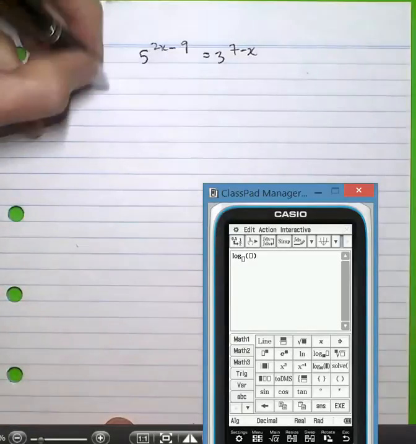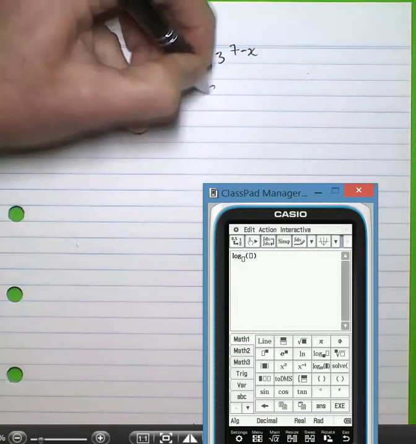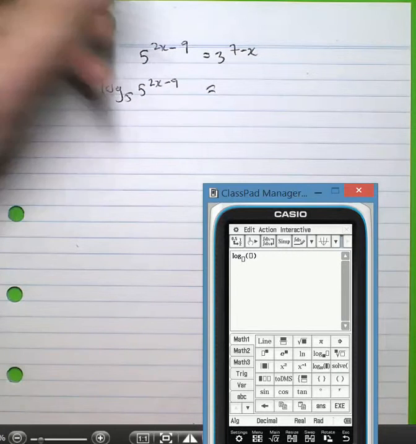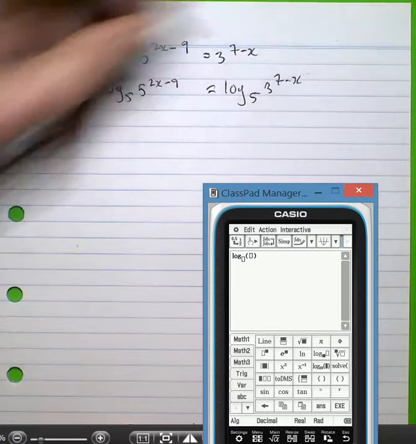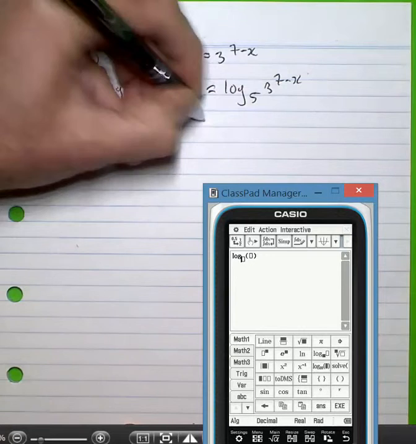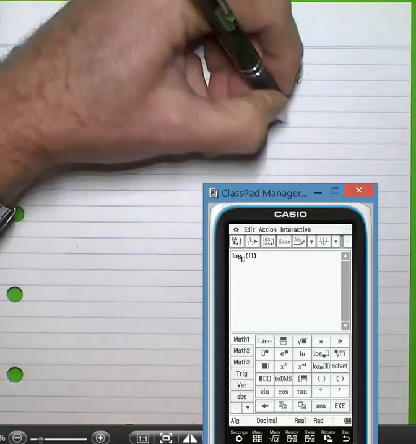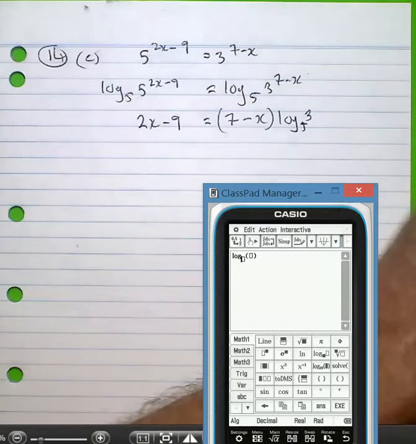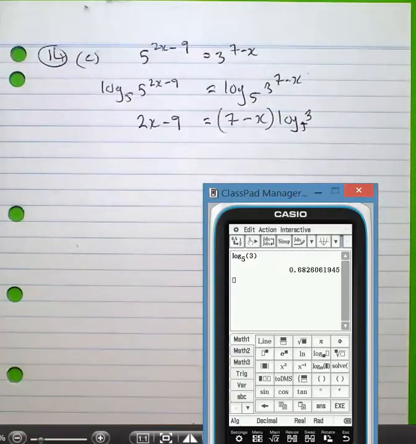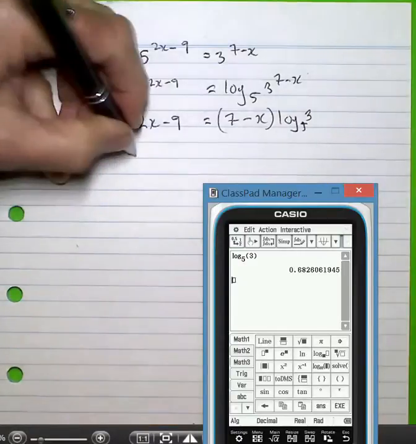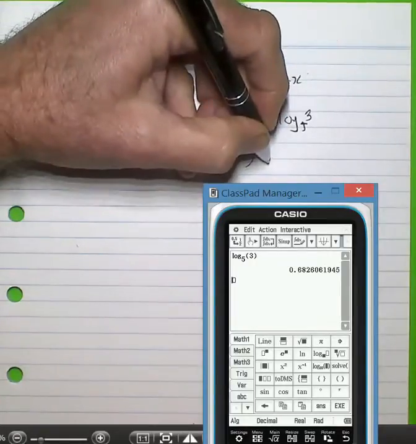Continuing on with 14c, what I'm going to do, I'm going to take the log to base 5 of both sides. Please note, I could have taken both sides to log 3, but this I think will work well for me. So on the left-hand side, I'm left with 2x minus 9, and the right-hand side, 7 minus x, lots of log 3 to the base 5. So I've actually got to work out what that is. Now I'll carry through 3 decimal places there. And that therefore gives me 7 minus x, lots of 0.683.